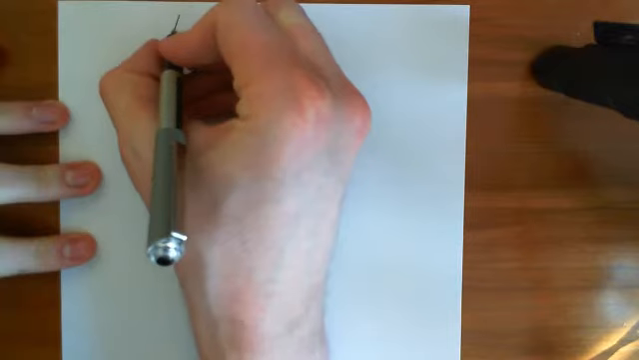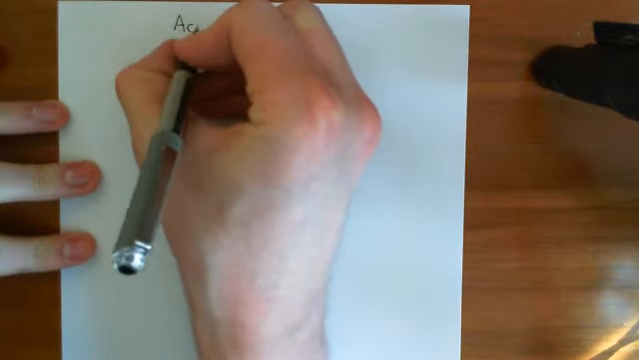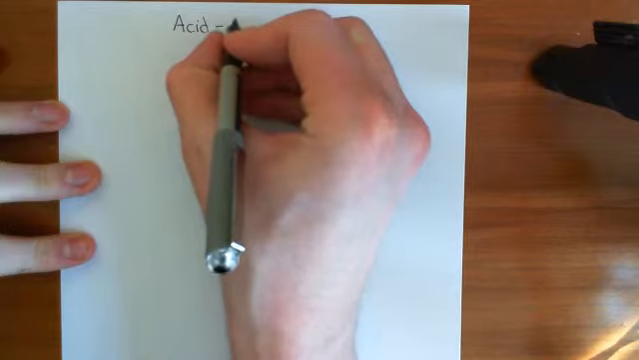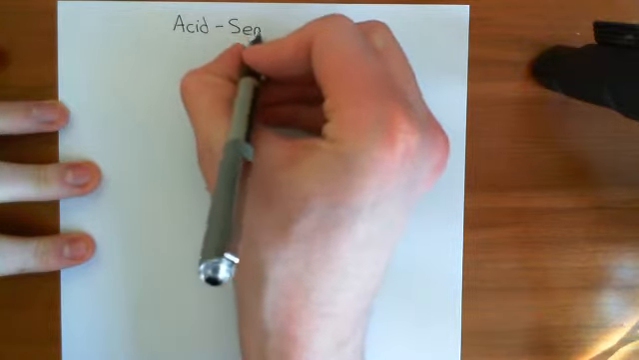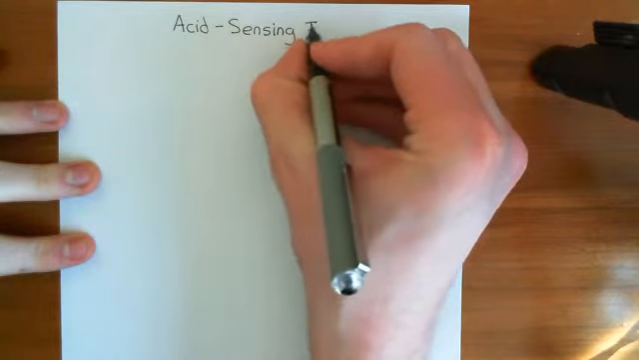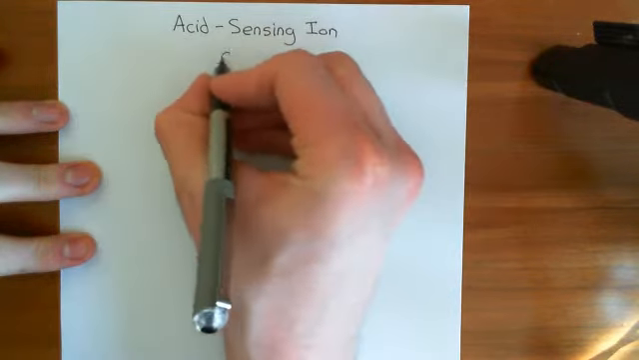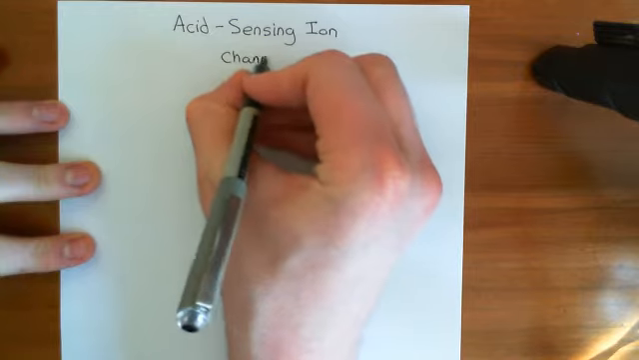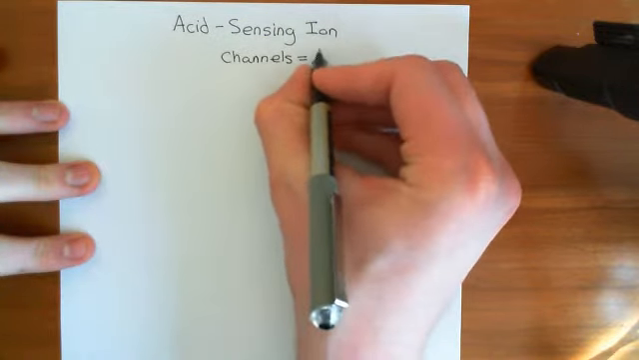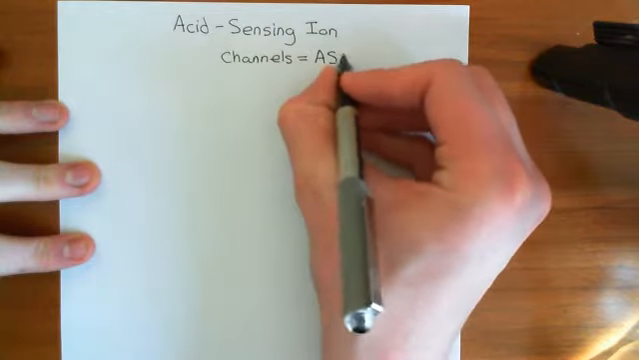In this video we're going to talk about acid-sensing ion channels. For short, acid-sensing ion channels are often abbreviated as ASICs. So acid-sensing, with a dash between acid and sensing, and then ion channels, or ASICs for short.